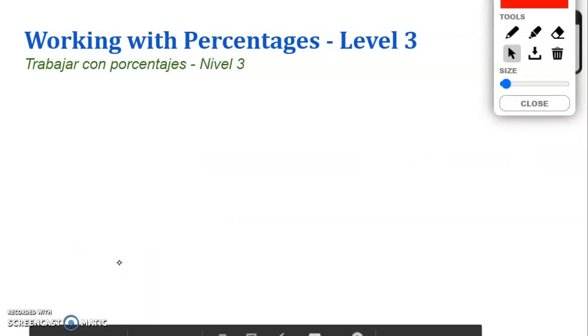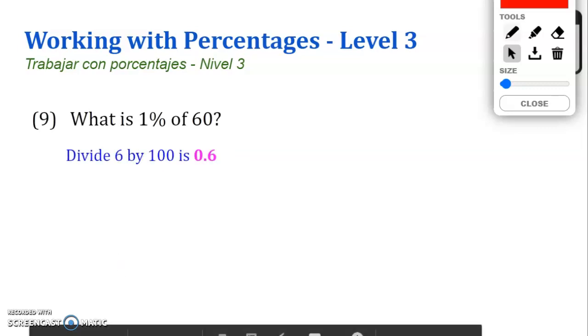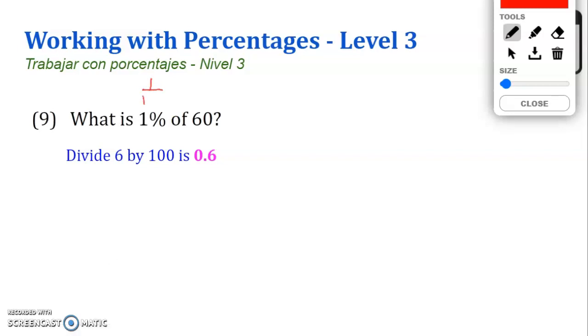Then what is 1%? Remember, to get 10%, we move the decimal place to the left by 1. If you're talking about 1%, we're really talking about 1/100. That is the same as dividing by 100 to get 1%. So that means we are going to move the decimal place 2 places to the left. The new decimal place is right here, so it's 0.6 right there.